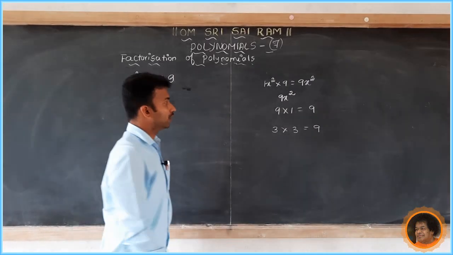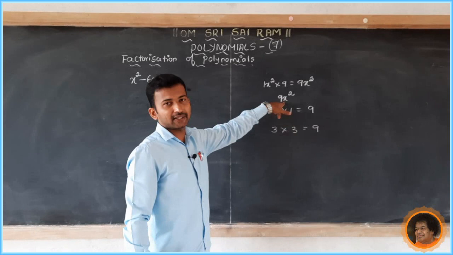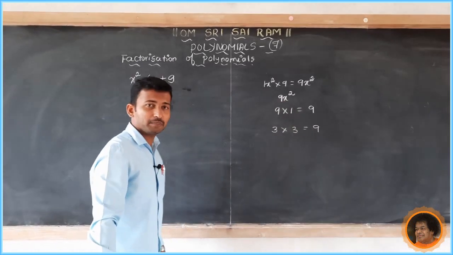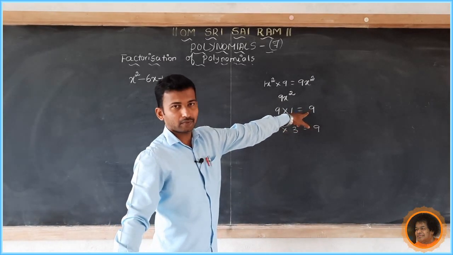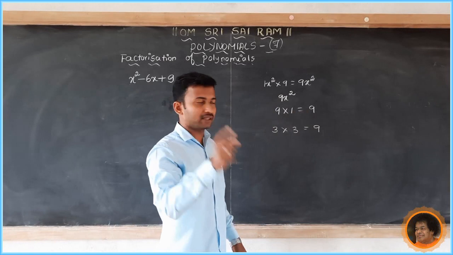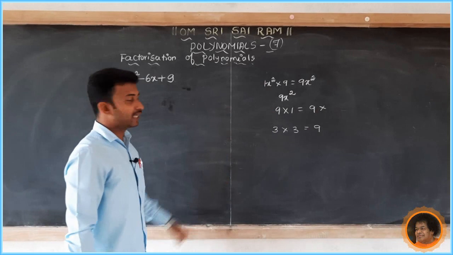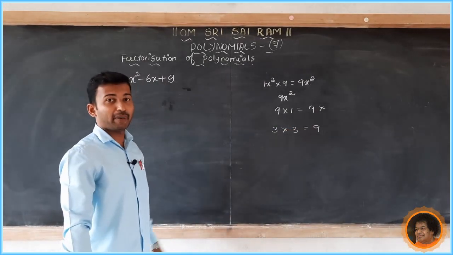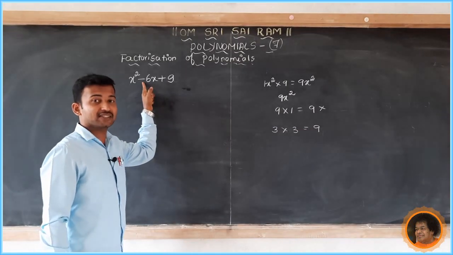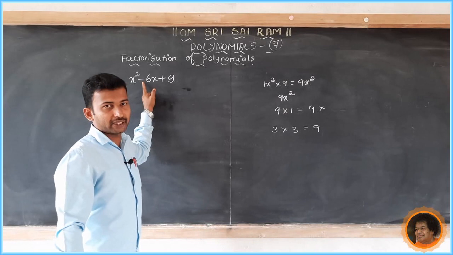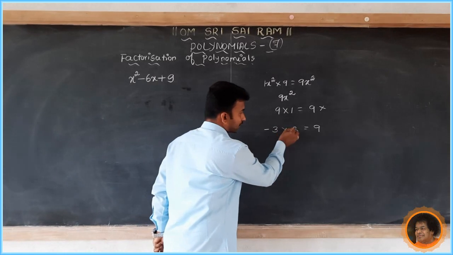Yes, check for the first set, that is 9 into 1 is equal to 9, which gives the product 9. But what about the sum? Does it give the sum minus 6? No, 9 minus 1 is equal to 8, or 9 plus 1 is equal to 10. So the first set is rejected. Go for the next. 3 into 3 is equal to 9, but 3 plus 3 is equal to plus 6, but we have minus 6 as the middle term of the polynomial. So we have to put minus.